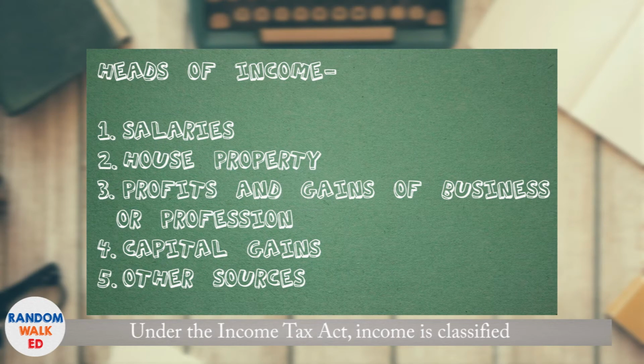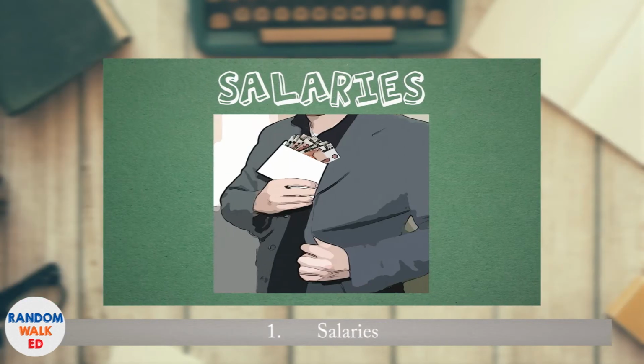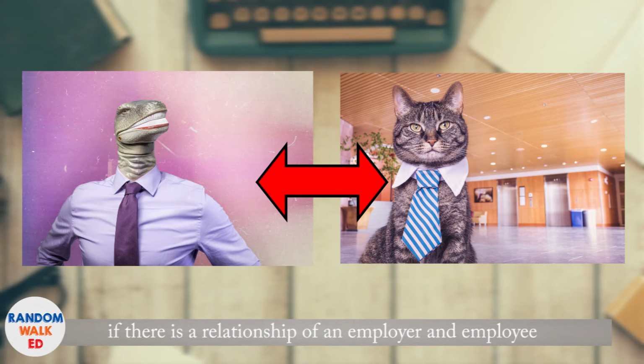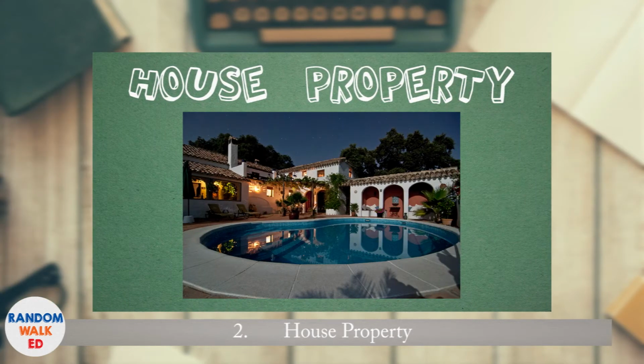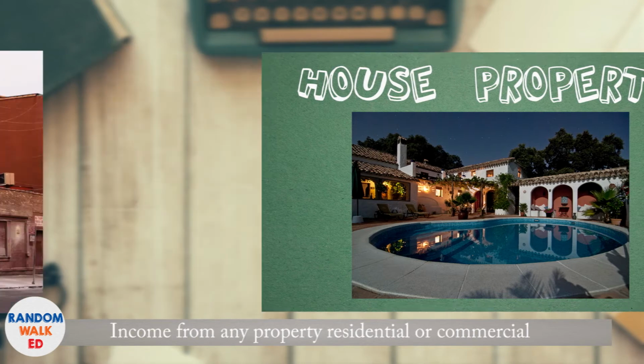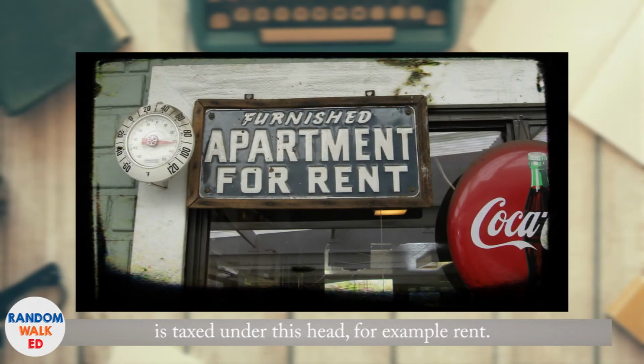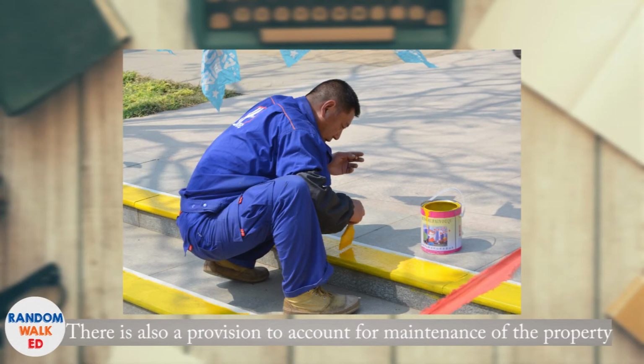Under the Income Tax Act, income is classified under the following heads of income. First, salaries. An income can be taxed under the head salaries if there is a relationship of an employer and an employee between the payer and the payee. Second, house property. Income from any property, residential or commercial, is taxed under this head, for example, rent. There is also a provision to account for maintenance of the property.